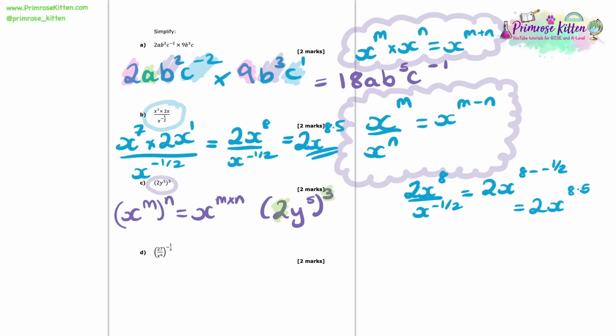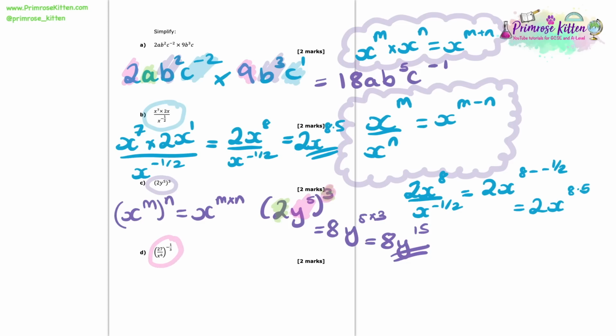Let's do the number bit first. Now again, a number is just a number. We don't need any fancy tricks. We just need to do 2 cubed, which is 8. But with the y to the power of 5 to the power of 3, we need to use our rule. So that's going to be y to the power of 5 times by 3. So there we get 8y to the power of 15. And that is our answer.